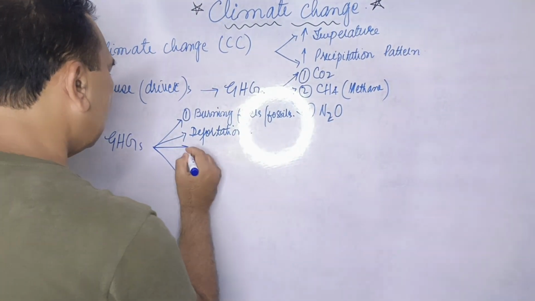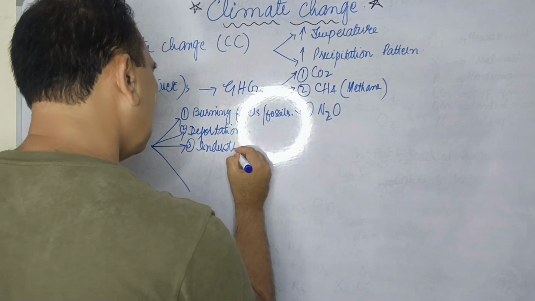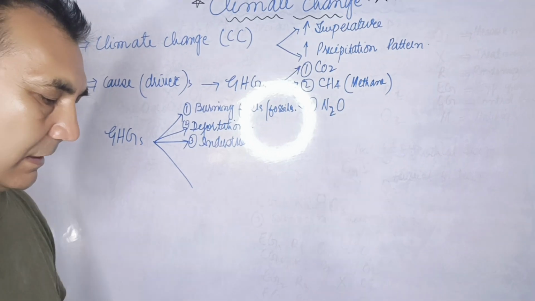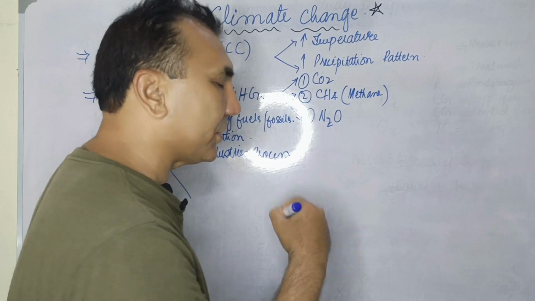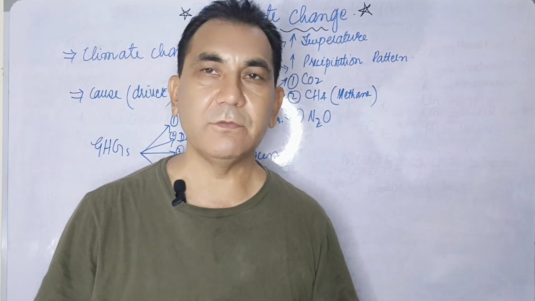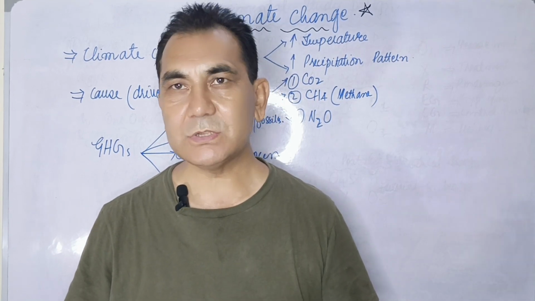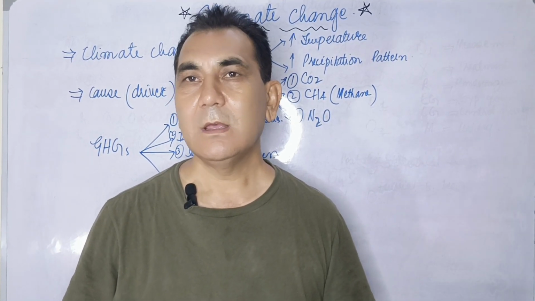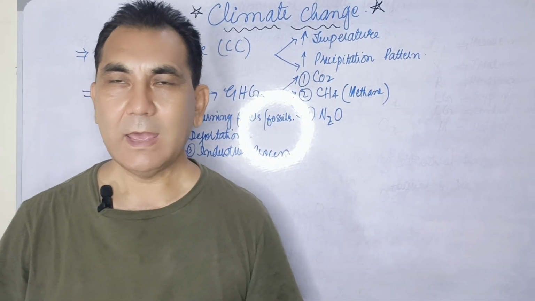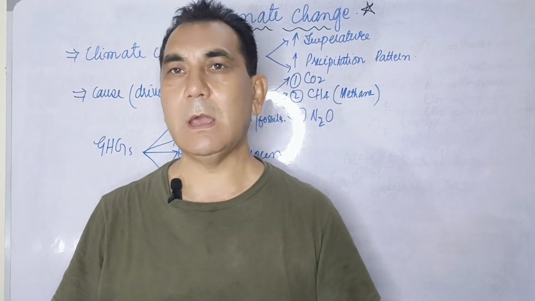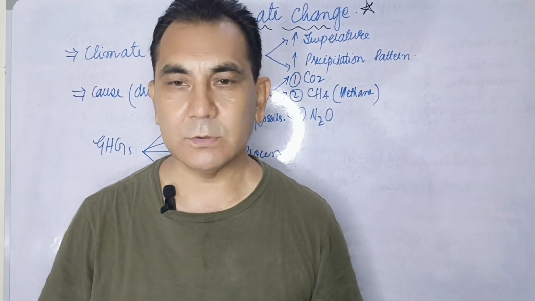And the third one is industrialization. Industries need energy or fuels for their running and operational processes. When they utilize and consume more fuel, they emit carbon dioxide, carbon monoxide, or maybe methane into the atmosphere.